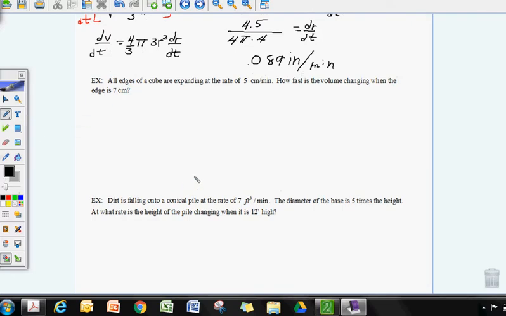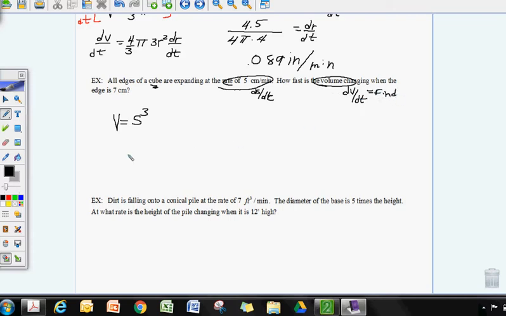All edges of a cube are expanding at a rate of 5 centimeters per minute. How fast is the volume changing? Oh, we've got to remember volume. Volume equals side cubed. They specifically said a cube. That's what would work. The rate of the sides would be ds/dt. And how fast is the volume? I'm looking for dV/dt. That's what I want to find.